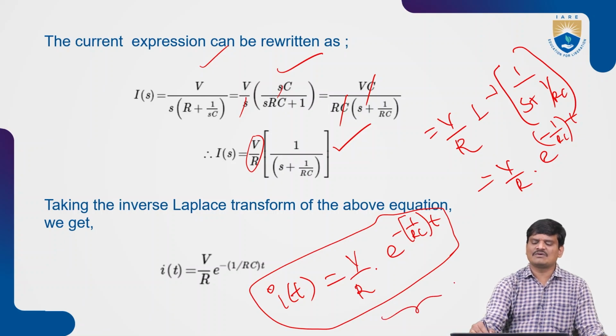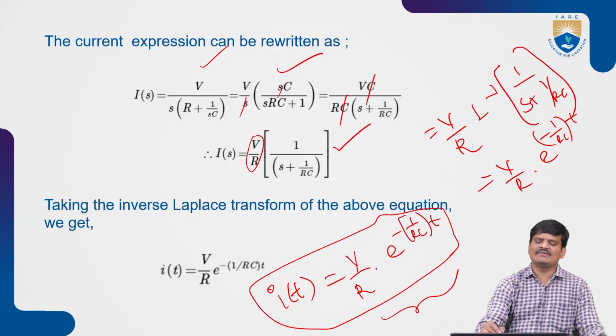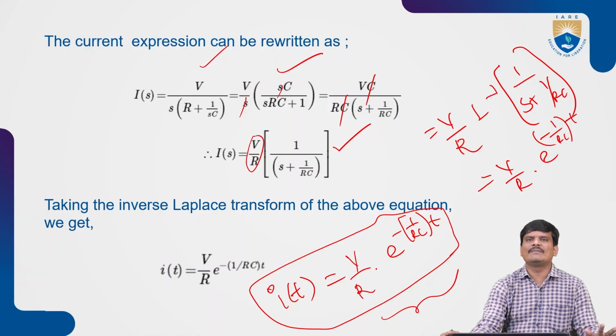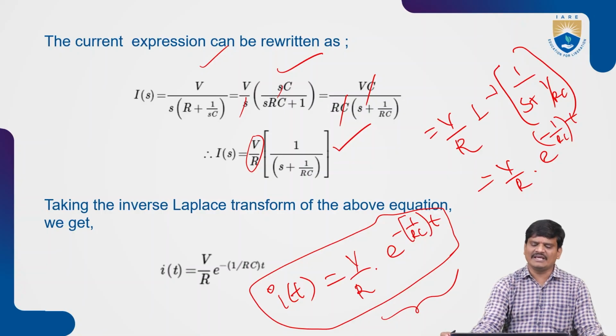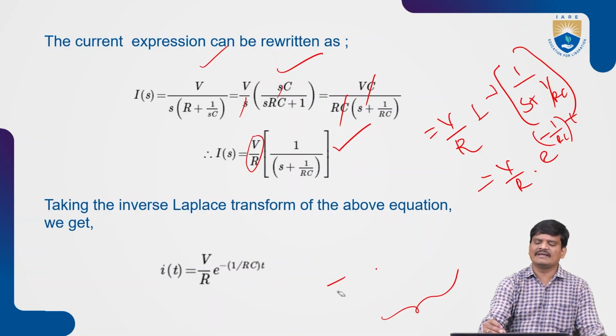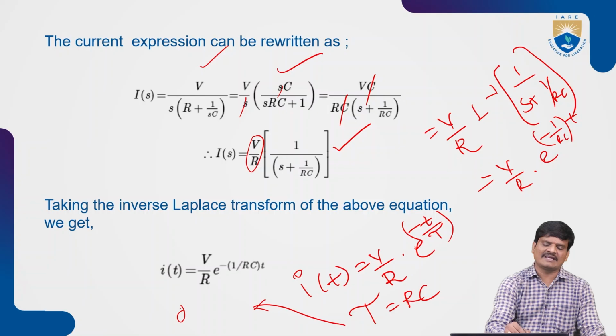By using the Laplace transform approach, with a limited number of steps when compared to the differential equation approach, finally we got the response of the current, given as I of T equal to V by R into e to the power of minus 1 by RC into T. Or else the same expression can also be rewritten as I of T equal to V by R into e to the power of minus T by tau, where tau is RC, and tau is defined as the time constant.